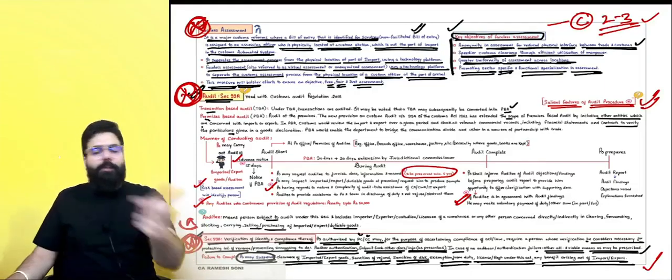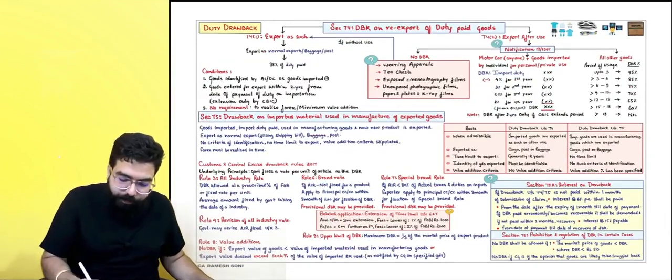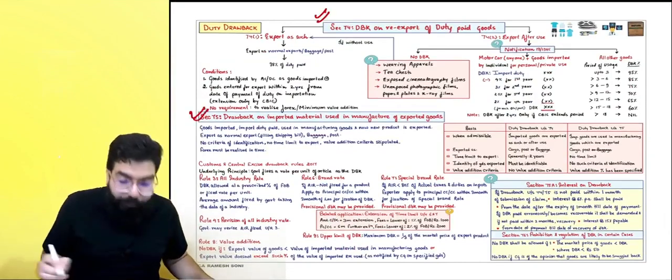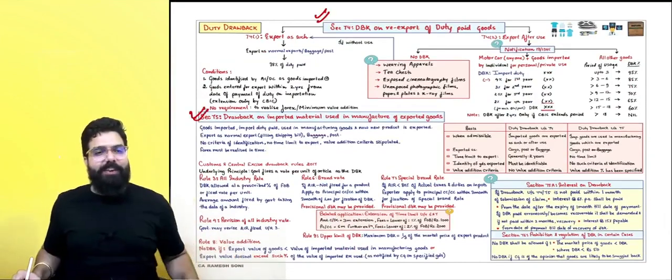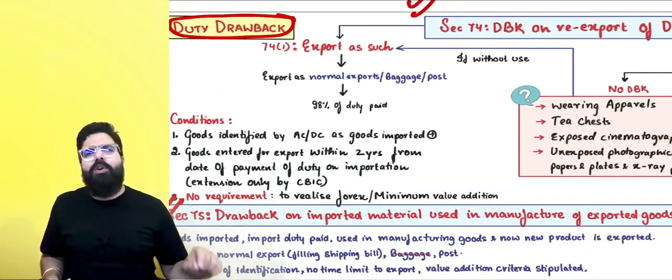Now, the next chapter which we are going to revise is duty drawback. Duty drawback, section number 74 and section number 75. What do you mean by duty drawback?